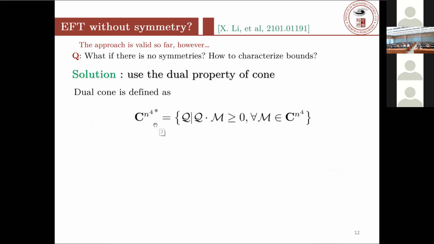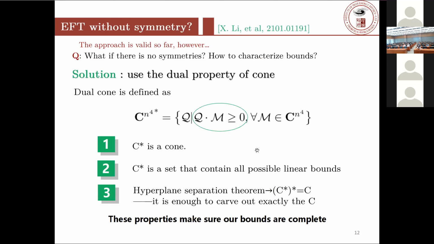We define the C star as the dual cone of the C, which contains the elements that have a positive inner product with the M in C. So from the definition, we know that the C star should be a cone. And we can directly see that the C star contains all the possible linear bounds that we need. The most important thing is that these bounds are enough to carve out exactly the C, because the hyperplane separation theorem says that the dual cone of the C star is the C.